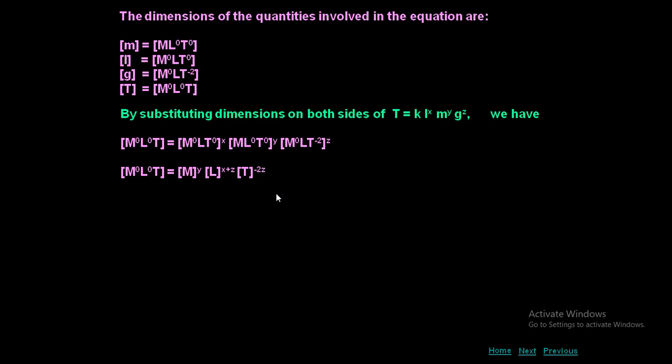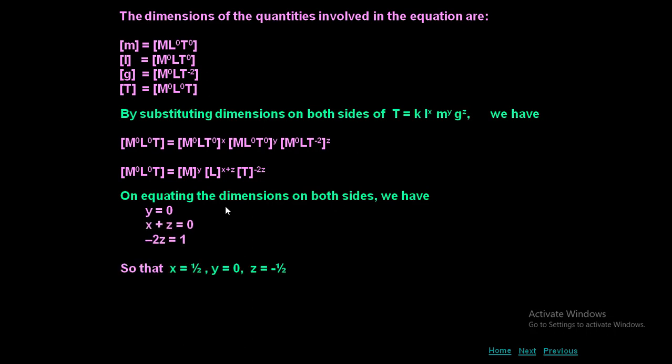Now comparing on both sides. If you compare, y equal to 0, x plus z is equal to 0 and minus 2z is equal to 1. From this we can get the value of z as minus 1 by 2. If you substitute in x plus z equal to 0, you are going to have the value of x as 1 by 2. But the value of y will become 0. That means the time period of simple pendulum is independent of mass of the bob, because M to the power 0 means 1 it will become. So it is independent of mass of the bob.